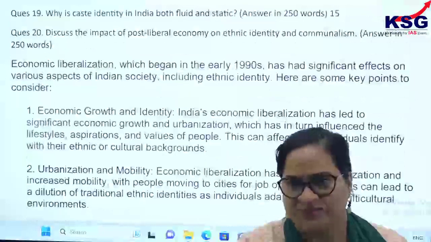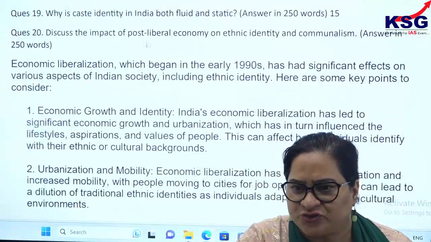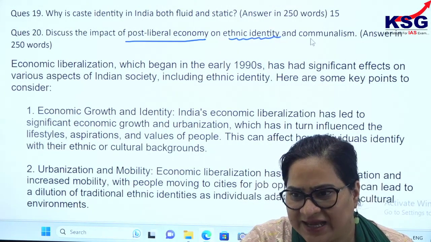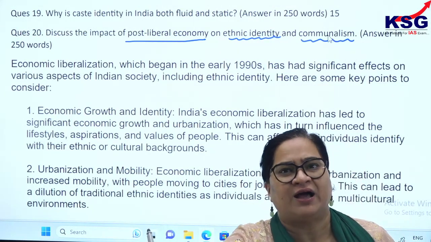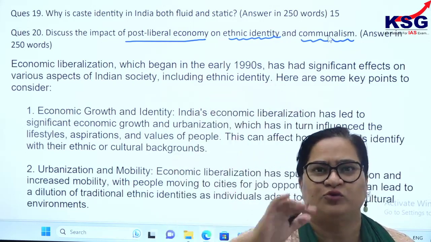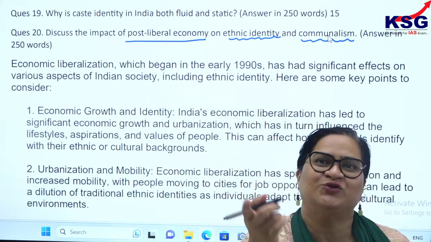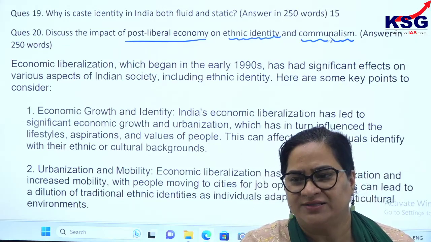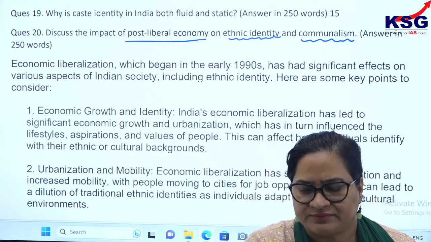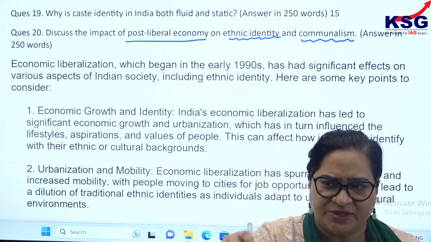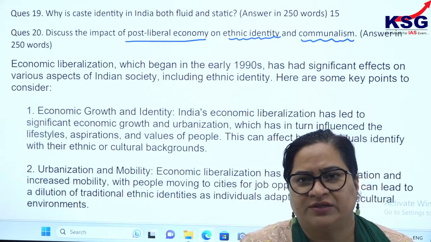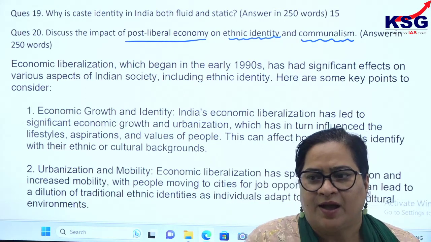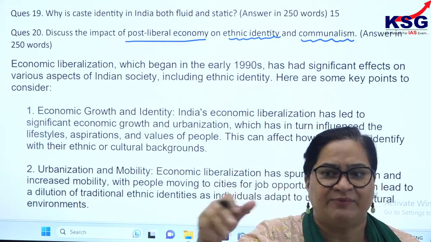Wait, this one. See this one. Discuss the impact of post-liberal economy on ethnic identity and communalism. Though I have proposed the answer in the content, I want to draw a flowchart and help at least the GS students and the ex-optional students recall what could have been the answer related to it. As we reflect upon the given answer and substantiate it, I would be drawing a diagram and explaining the same.